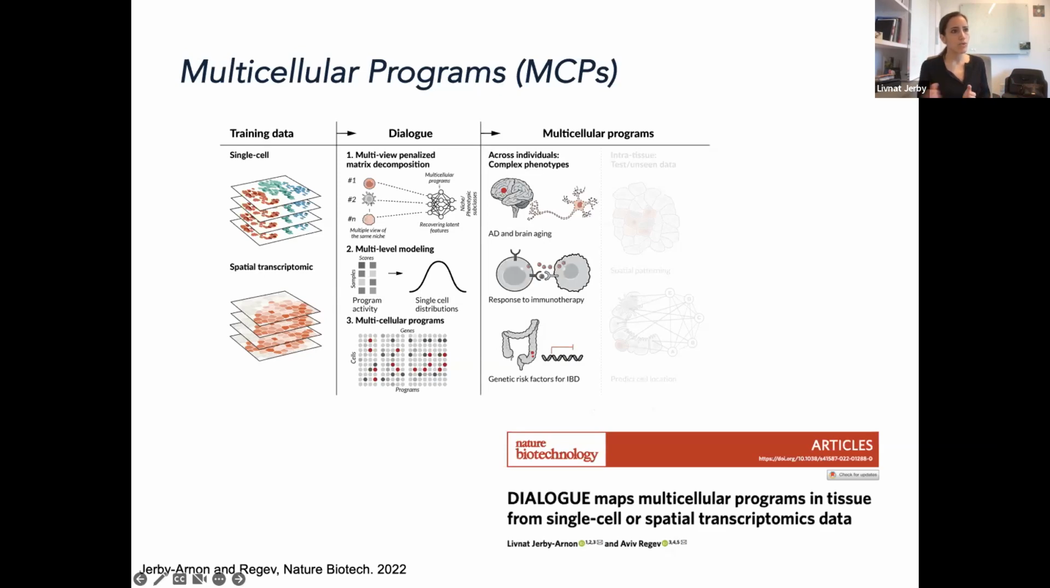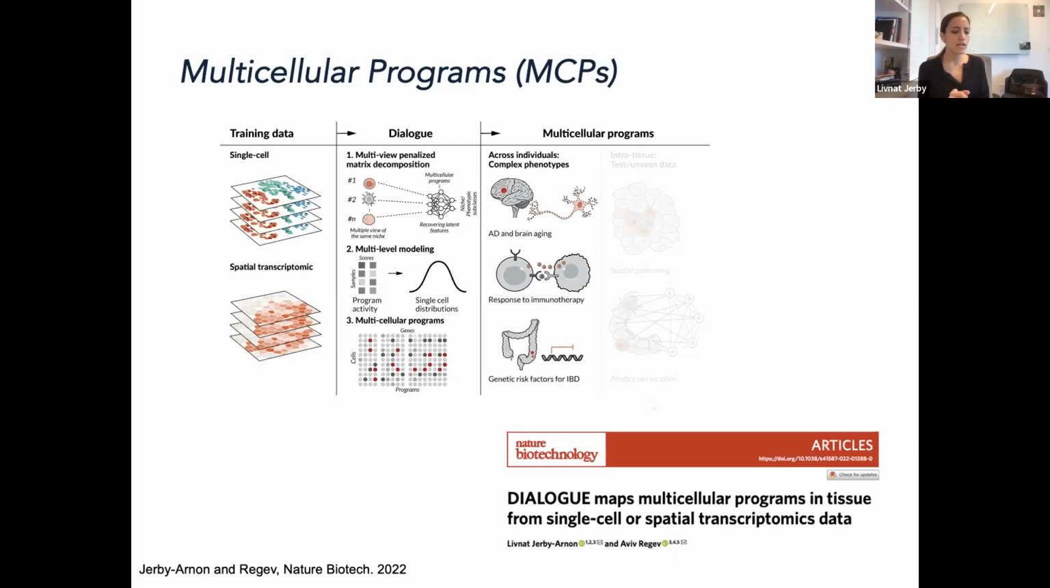but it still wasn't clear to us whether we were going to find strong patterns. But it turns out, when we started exploring this, that multicellular programs, as we called these patterns, or MCPs, are basically everywhere, wherever we looked. We found them in the brain, we found them in the tumor microenvironment, we found them in inflammatory bowel disease, we found them in single cell data and in spatial data.